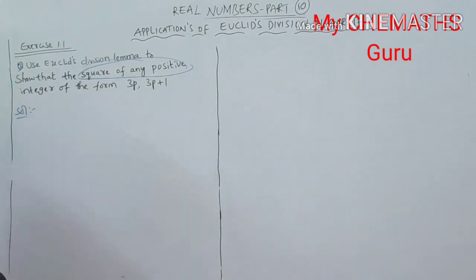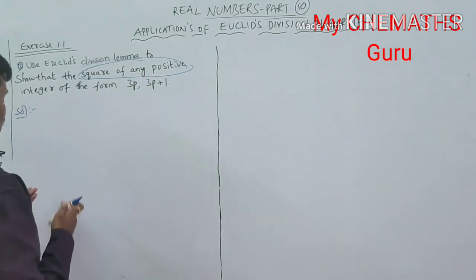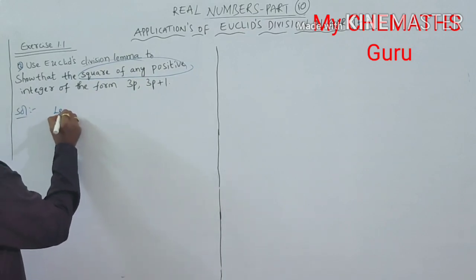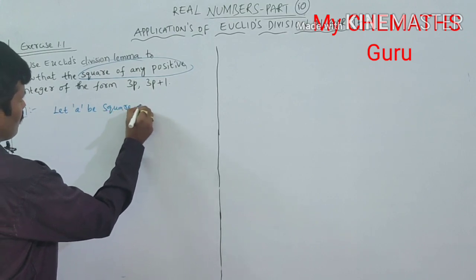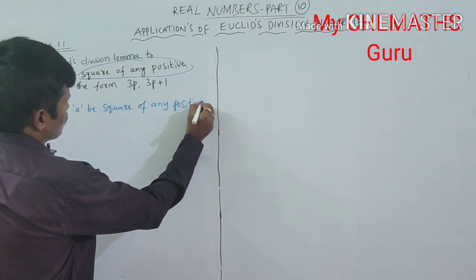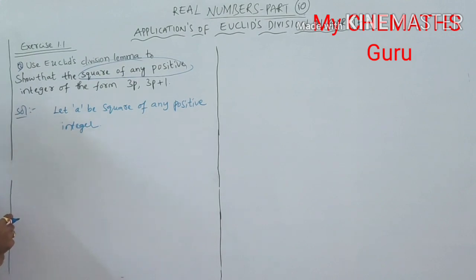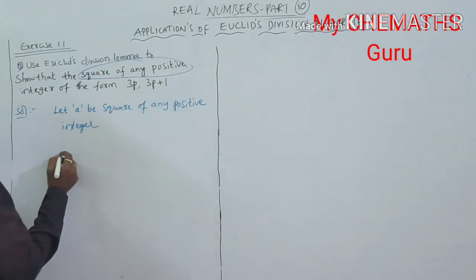Now the normal method, the textbook method. So the common line we have to write is: let a be the square of any positive integer. Now apply the division algorithm for this. See what is the divisor here? 3. Yes, because the 3p plus 0, 3p plus 1 form is given.